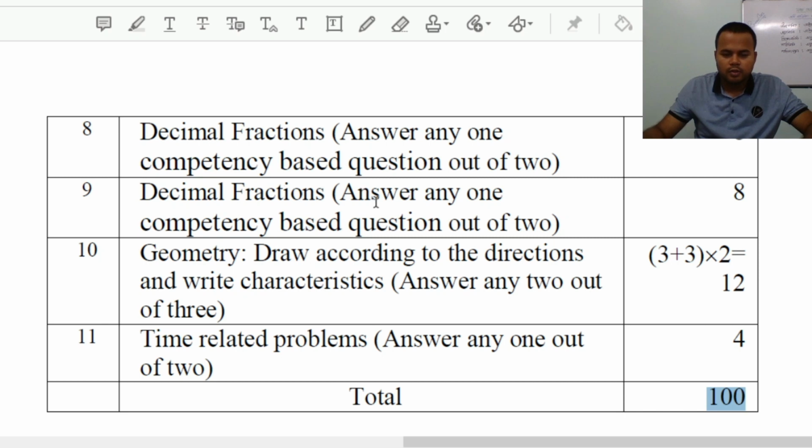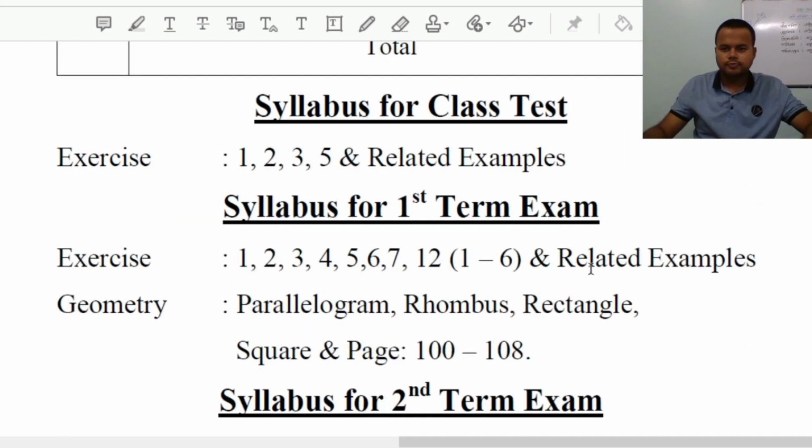Now go to our syllabus. What is our syllabus here? Here is our syllabus for the first term exam. Here exercise 1, 2, 3, 4, 5, 6, 7 and 12, 1 to 6, and related examples. That means we have chapters 1 to 7, and in geometry we have parallelogram, rhombus, rectangle, square, we already learned that, and page number 100 to 108. That is our syllabus for the first term. Now I will review each chapter.